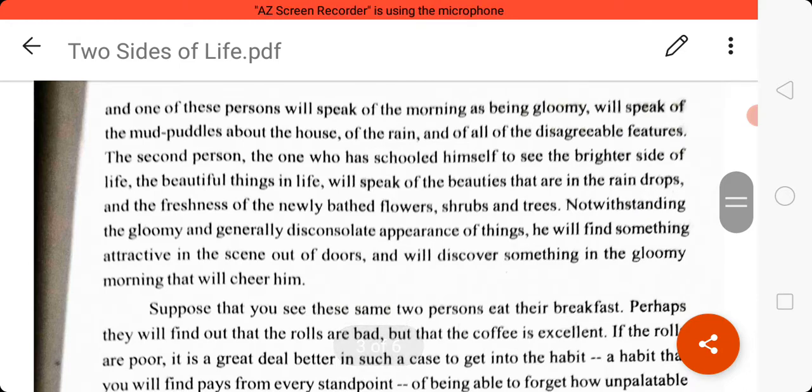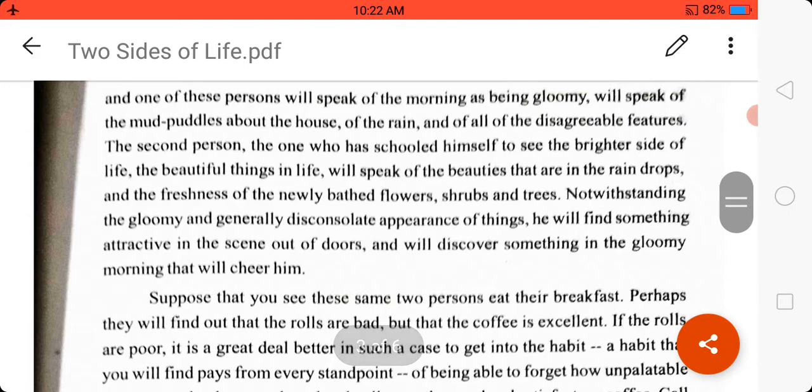He will speak that the weather is gloomy, the morning is gloomy, and he will speak of mud puddles about the house, of the rain, and of all the disagreeable features. So when it rains heavily, if it is a delicate house, it will fall down, and all the mud puddles will be there. So here the negative thinker, the person who sees the dark side of life, will tell the negative things of the rain. That means this morning is very gloomy, dull, and he will talk about the mud puddles of the house, and also he will always see the negative features of that morning.